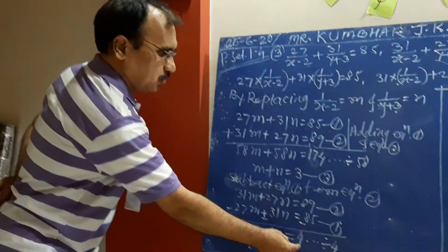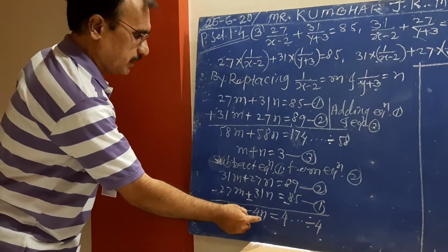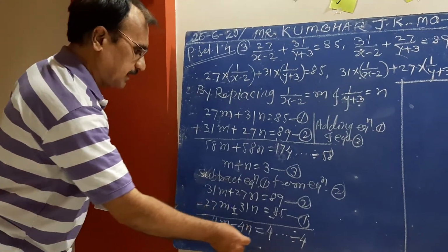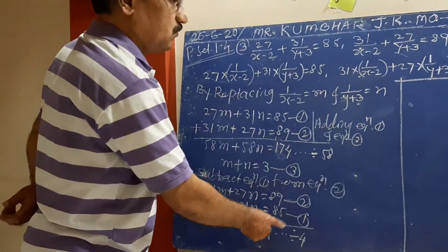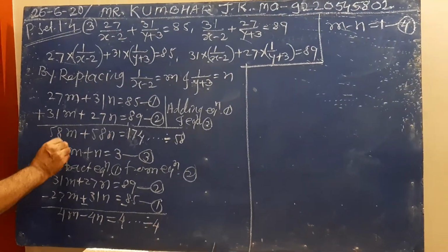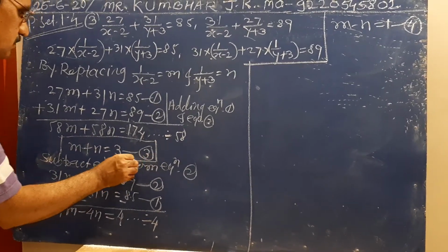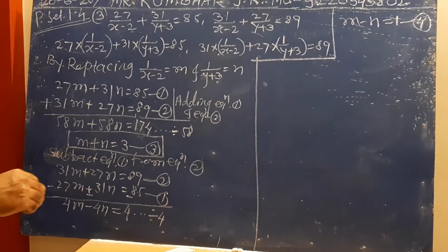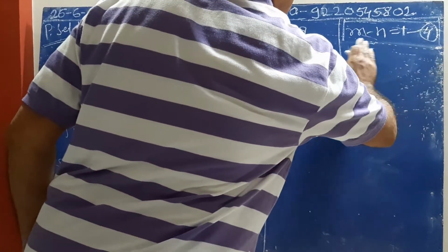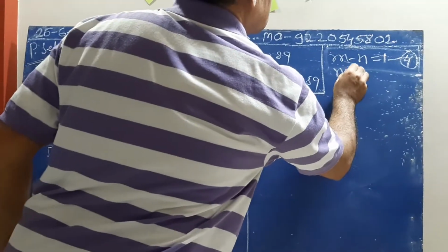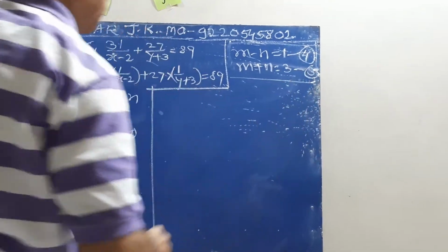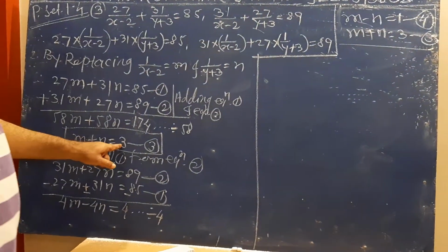4m minus 4n is equal to 4. Divide both sides by 4. In short, I write here m minus n is equal to 1 is the new equation, equation number 4. Then we know equation number 3 is here. Consider equation number 3 and 4 and try to solve as the usual method of simultaneous equations. M plus n is equal to 3 is our third equation.